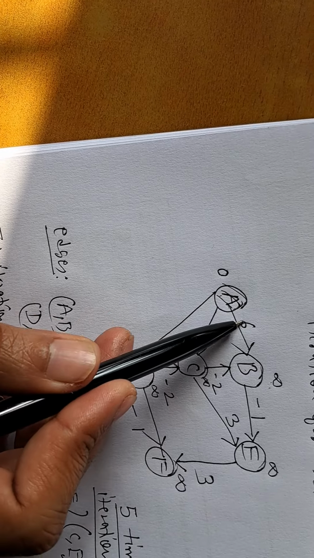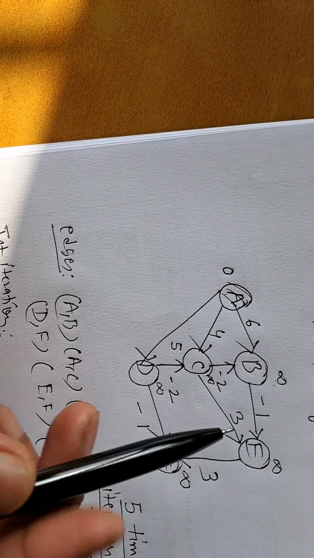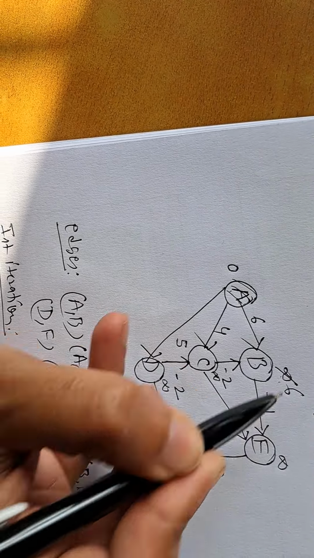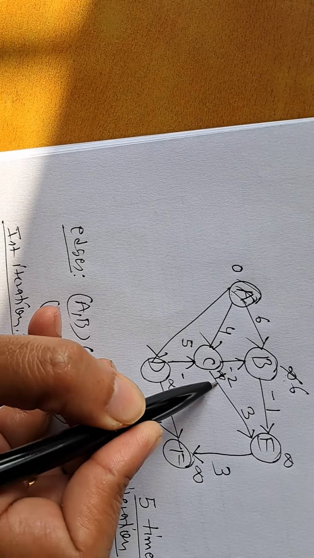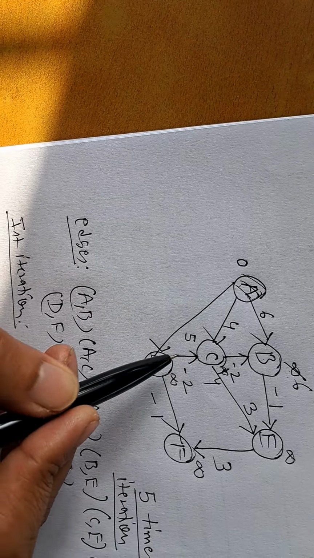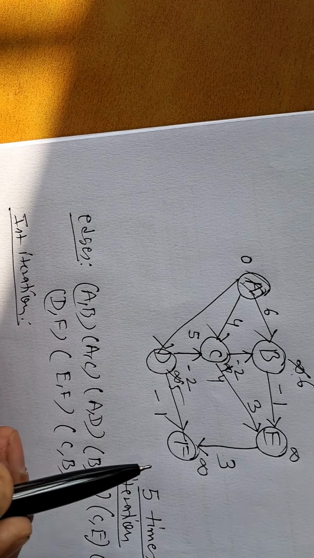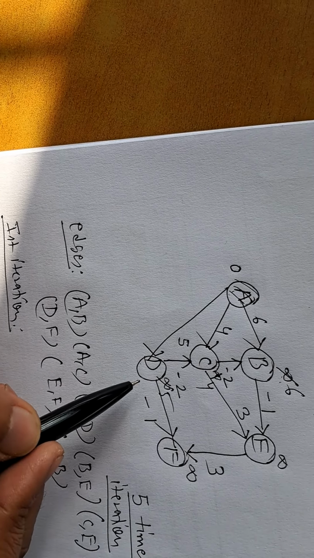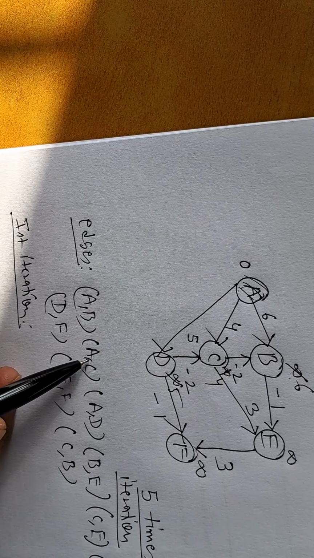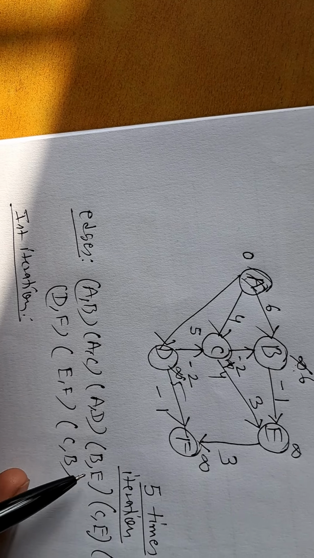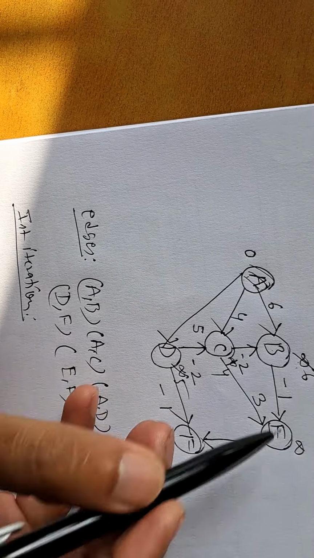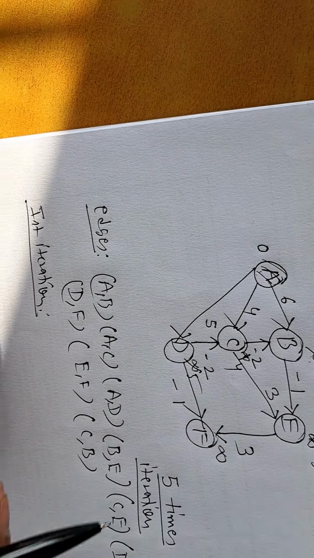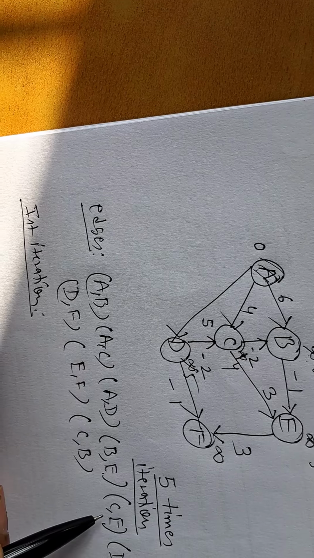0 plus 6, which is less than infinity, so we'll update it to 6 here. 0 plus 4, which is less than infinity, so we'll update it with 4. And 0 plus 5, so infinity will be replaced with 5. Let's say AB, AC and AD we have done. Let's try for BE. BE cost is infinity, so 6 minus 1, we are getting a better cost, we'll update it to 5. So BE we have done.